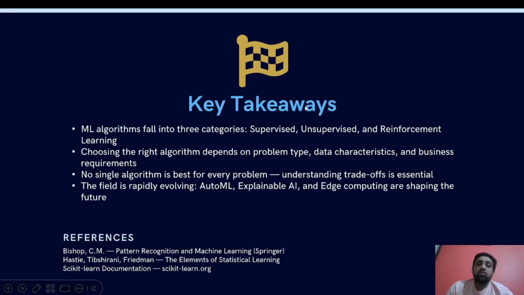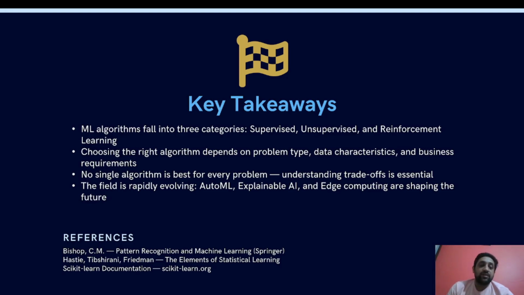Now we come towards the conclusion. In conclusion, machine learning algorithms can be categorized into supervised, unsupervised, and reinforcement learning, each serving different purposes. Selecting the right algorithm depends on the problem type, data characteristics, and business requirements.